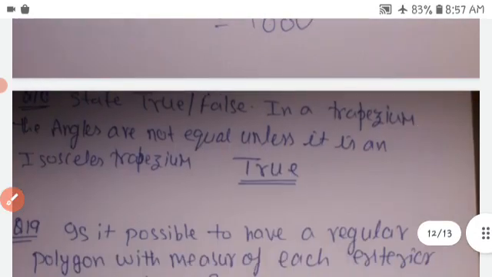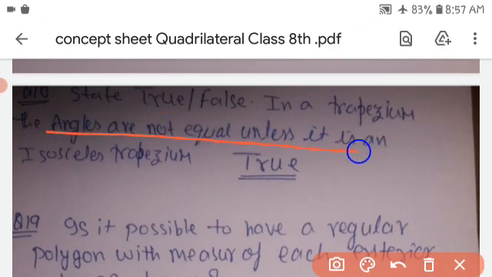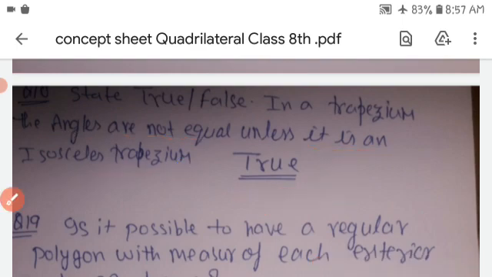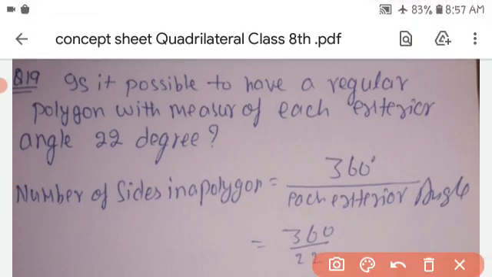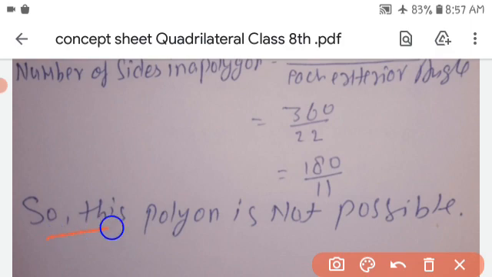Next, question number 18. State true or false. In a trapezium, the angles are not equal unless it is an isosceles trapezium. This is true. Question 19. Is it possible to have a regular polygon with the measure of each exterior angle of 22 degrees? 360 upon each exterior angle, 360 upon 22. So this polygon is not possible because the number of sides cannot be a decimal value.